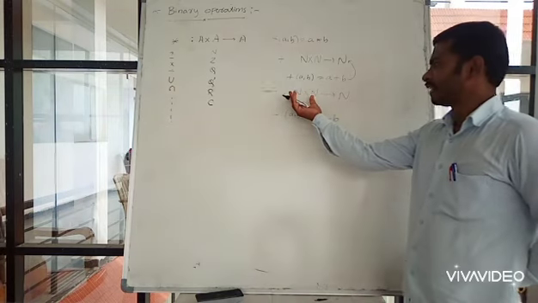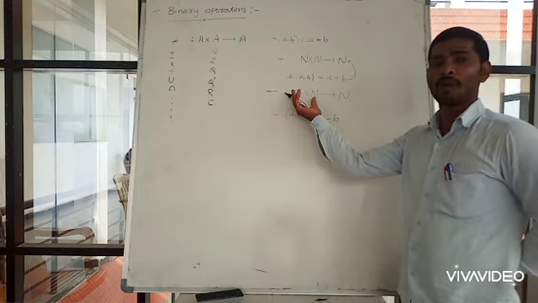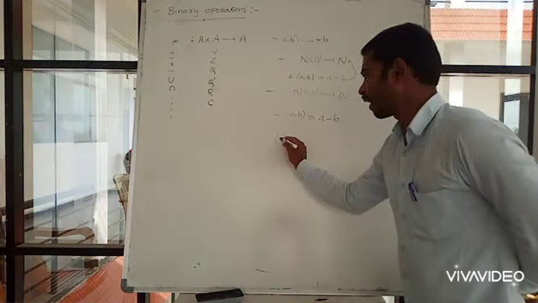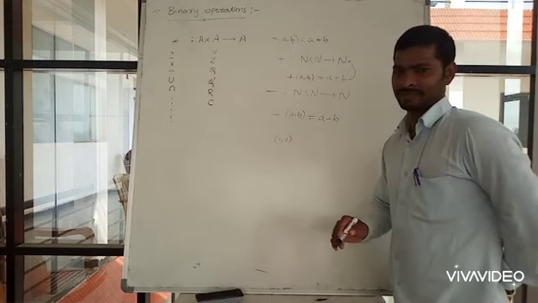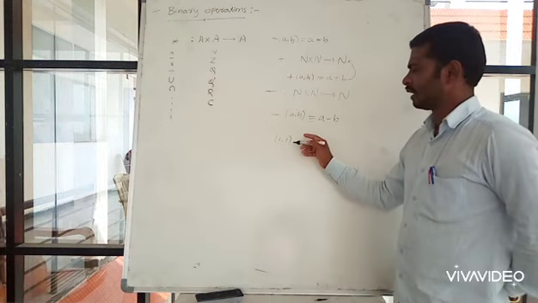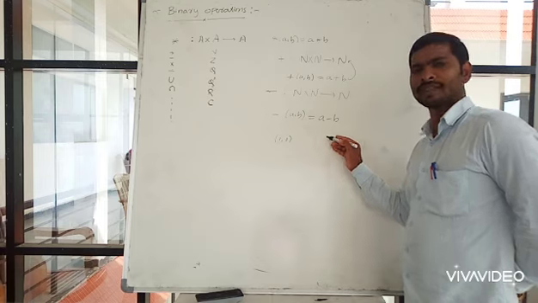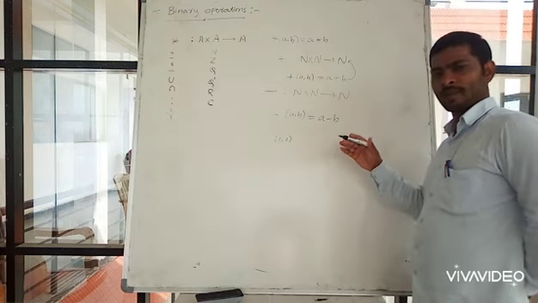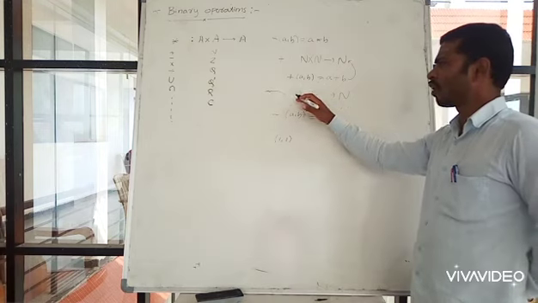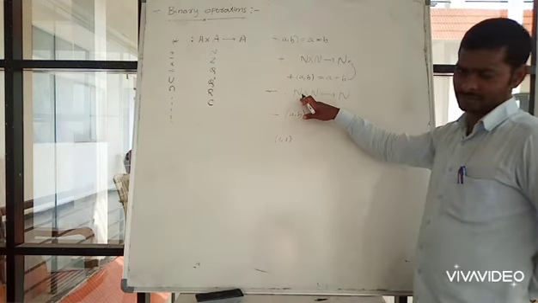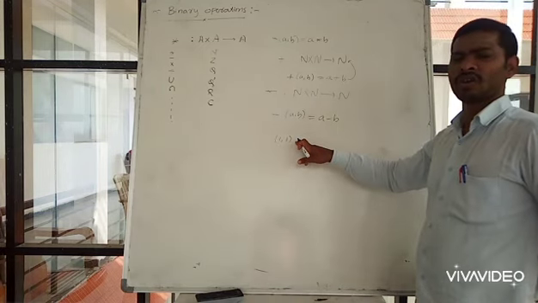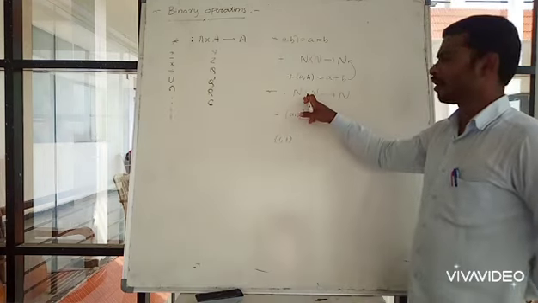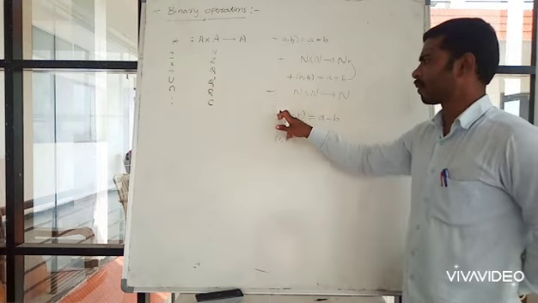See, N cross N means the set of all ordered pairs of natural numbers. That is, (1, 1) is one ordered pair, then (1, 2), (1, 3), (1, 4), (2, 1), (2, 2), (2, 3), (2, 4), (3, 1), (3, 2), (3, 4), and so on. All these pairs are in this set. I am going to consider an arbitrary ordered pair, say (1, 1), and apply this operation.